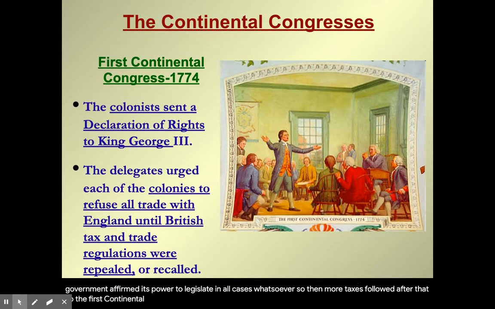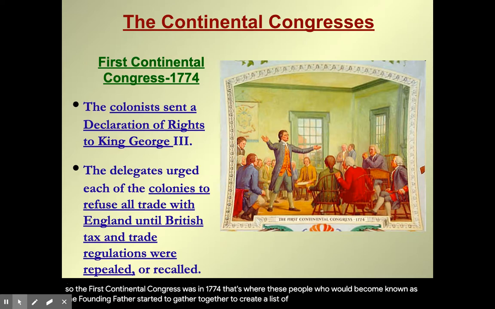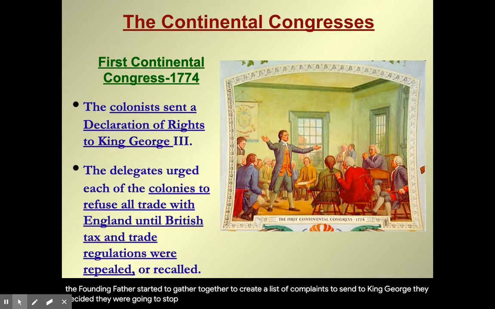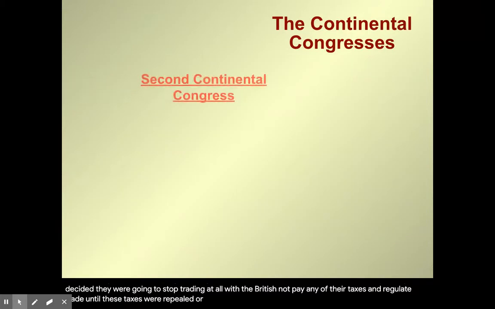So the First Continental Congress was in 1774. That's where these people, who would become known as the Founding Fathers, started to gather together to create a list of complaints to send to King George. They decided they were going to stop trading at all with the British, not pay any of their taxes, and regulate trade until these taxes were repealed or recalled.